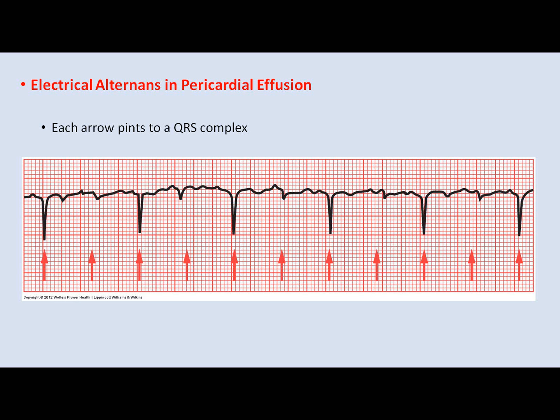When you see this, you can say, "Doctor, this patient probably has pericardial effusion," and they'll be impressed, hopefully. So remember, electrical alternans is in pericardial effusion. It's always due to that swinging motion of the heart changing the electrical activity.